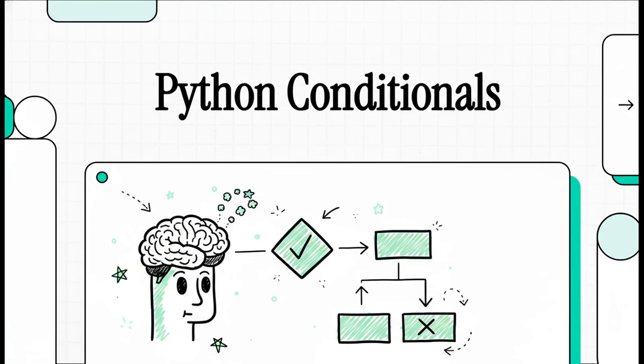All right, let's get into it. Today, we are basically going to give your code a brain. We're talking about Python conditionals. These are the tools that let your program stop just blindly following a list of commands and actually start making some smart decisions on their own.